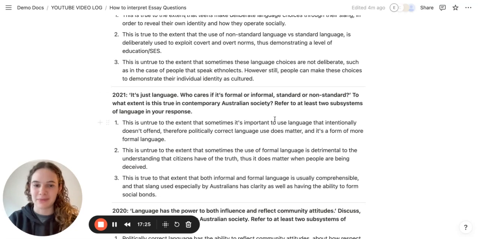It's untrue to the extent that sometimes it's important to use language that intentionally doesn't offend. So the use of politically correct language does matter. Same thing, it's untrue to the extent that sometimes the use of formal language is detrimental.